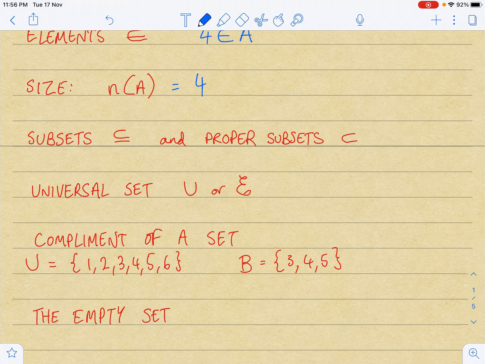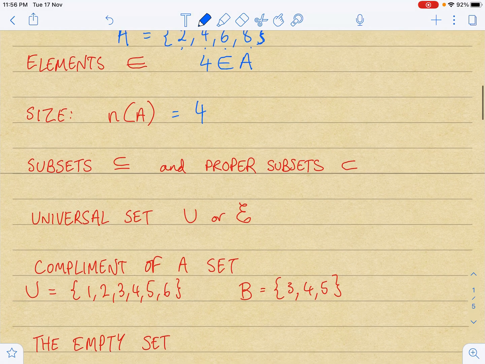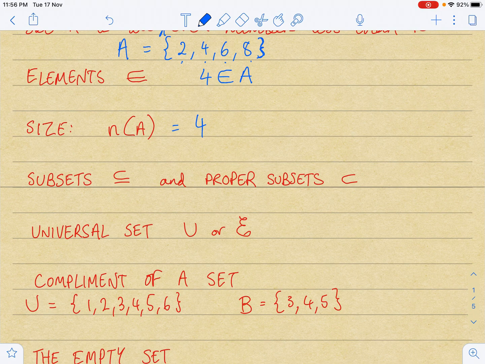Subsets and proper subsets. Well, subsets are basically sets that exist within another set. So this is probably easiest with an example. I could say that, let's go for {4, 6, 8}. That is a subset of A, because 4, 6 and 8 are also elements of A. So it's kind of a smaller group within a set.